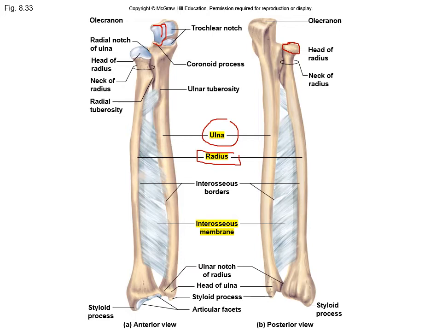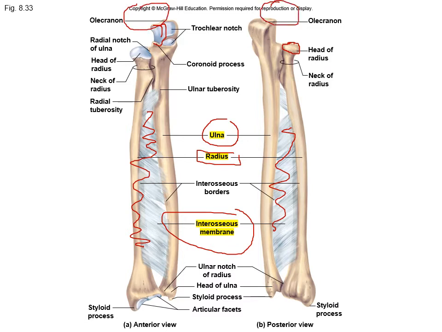Connecting the ulna and the radius, you have a little interosseous membrane. This is just a little connective tissue membrane that you can see right here, connecting the two bones together. So you're going to have the humerus that sits above it, and then below it are going to be your hands. So let's take a look at what makes up the hands.